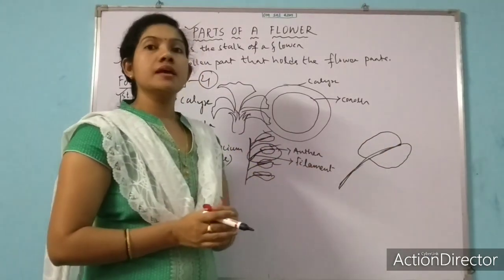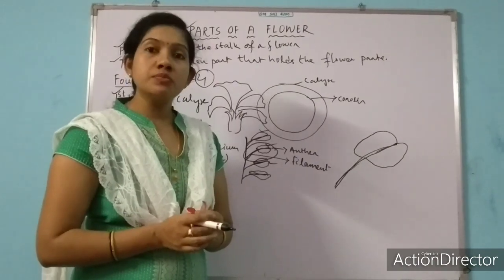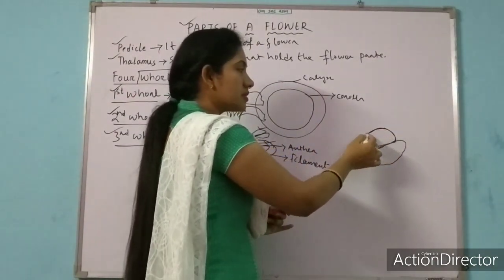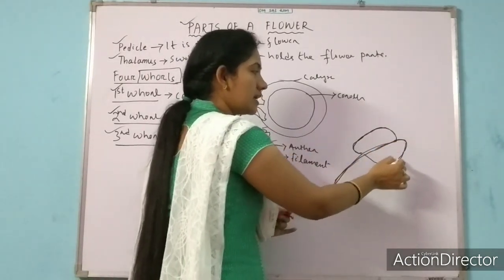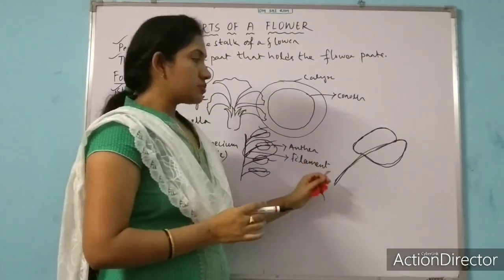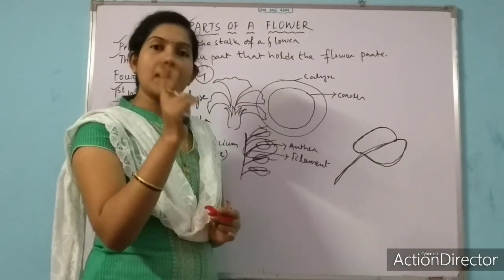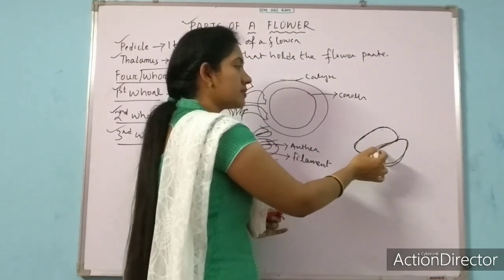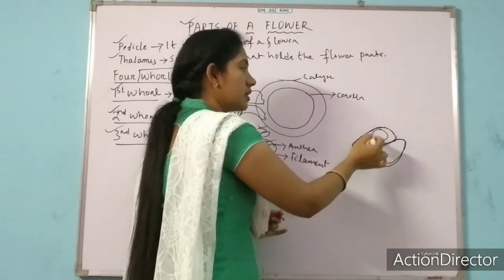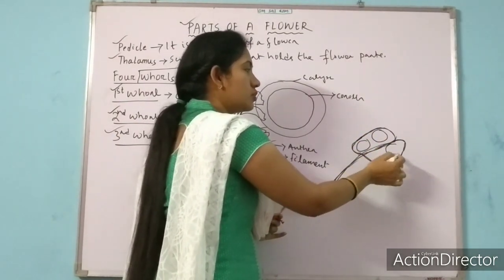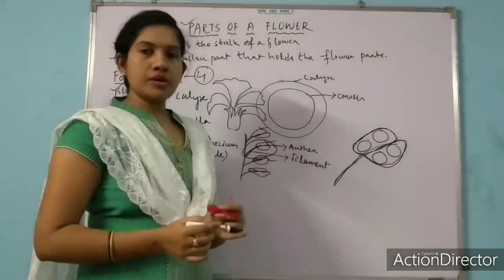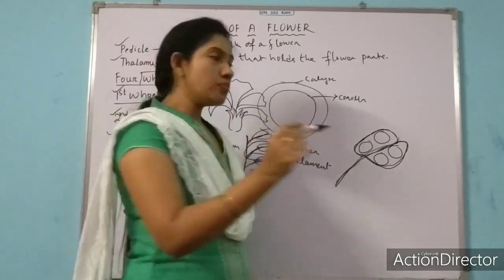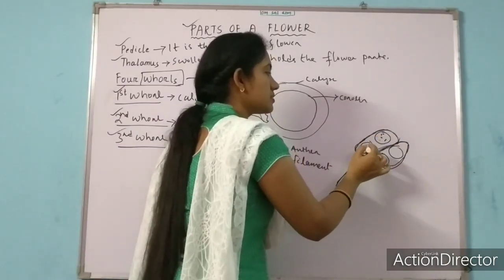Anther generally produces pollen grains. How does it produce pollen grains? We can see there are two lobes. This is a lobe and this is another lobe. That's why we call it anther or bilobed. Bi means two. Anthers are generally bilobed in structure. Each lobe contains two pollen sacs, and inside the pollen sacs they have pollen grains.